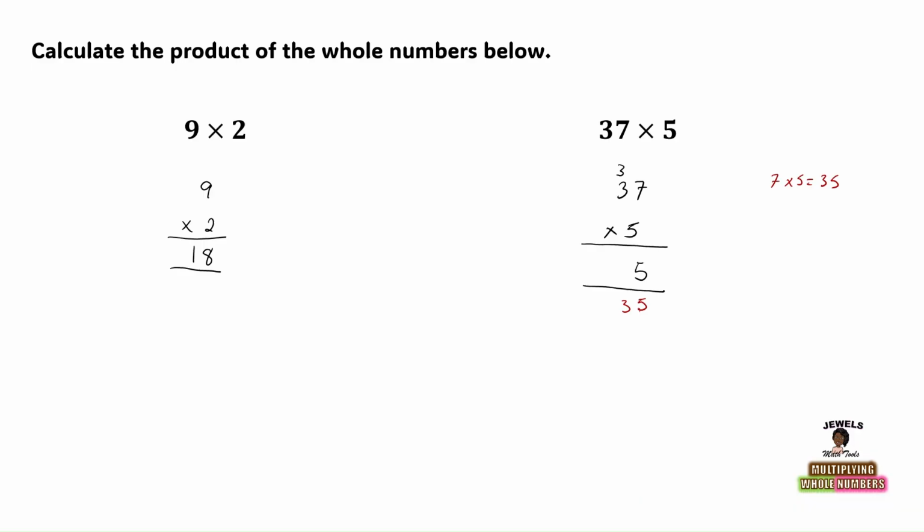So now we're going to do our second multiplication, where we're going to multiply 3 times 5, which is equal to 15. And after we have multiplied 15, we are now going to add the 3 to our 15. So 15 plus 3 is equal to 18. And because there are no other numbers that we're going to be multiplying to, we are going to write the entire 18 on the line. So our product for 37 times 5 is equal to 185.